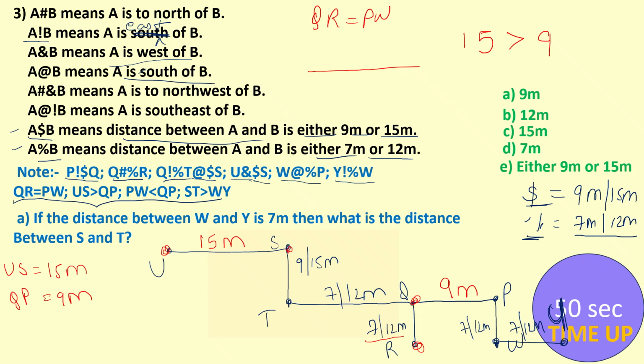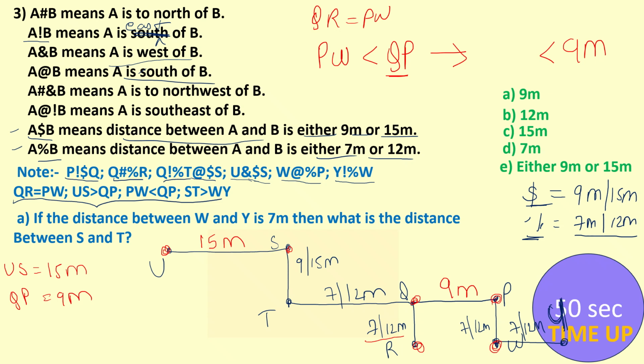Go to the next condition. What is the next condition? Stating that PW is less than QP. You know the QP distance. How much is the QP distance? 9 meter. So PW should be smaller than QP. What is the QP distance? 9 meter. So the PW distance should be smaller than 9 meter. Now where is PW? P is here and W is here.